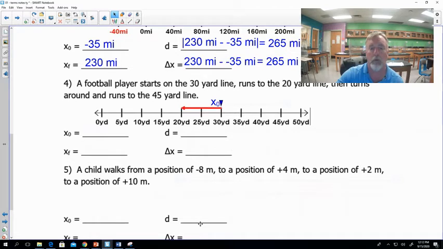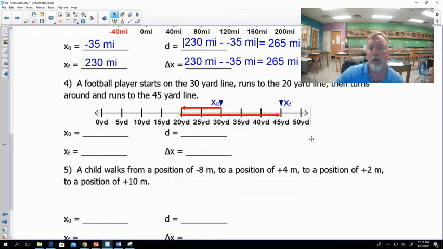So let's put a red arrow here for a moment. I'll explain why it's red. Runs to the 20-yard line. Then the football player turns around and runs to the 45-yard line. So he or she ends up on the 45-yard line. So I'm going to put my xf over there.